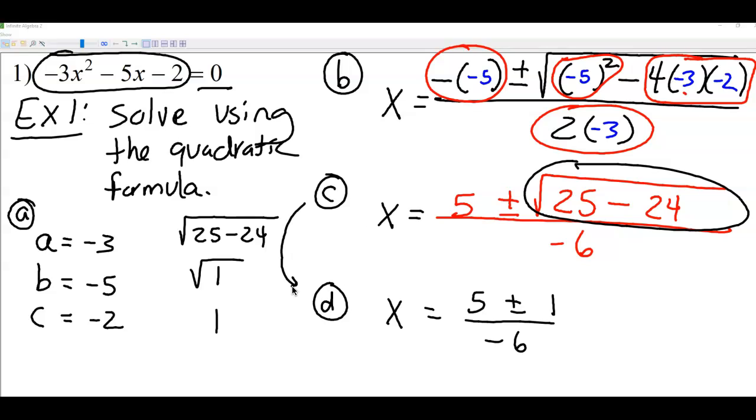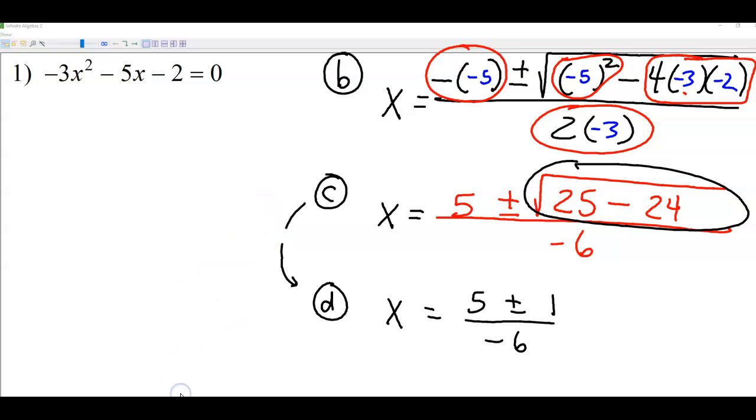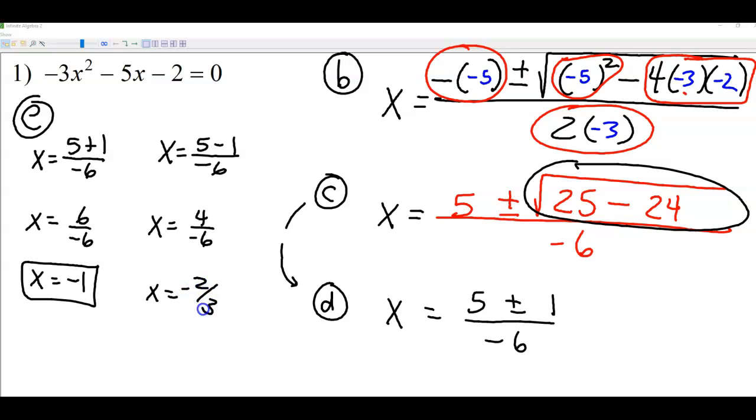At this point, for this problem, I would say it's probably going to be helpful to split it up into 2 problems. I'm running out of space, so I got to delete some stuff. All right, so for part E, notice how it's plus and minus, right? So I'm going to write 2 equations. I'm going to do x is equal to 5 plus 1 over negative 6, and x is equal to 5 minus 1 over negative 6. And there's one of my roots. For here, I'm going to reduce and get 2/3.